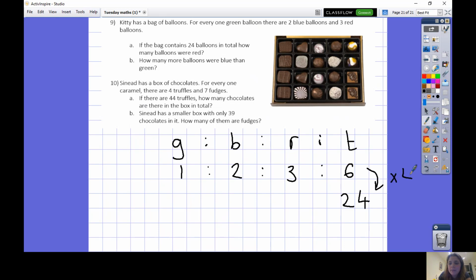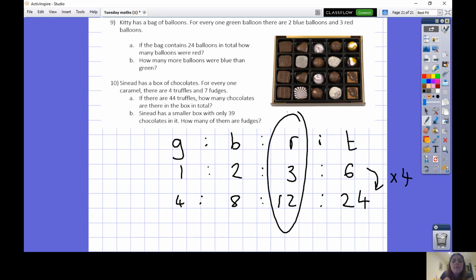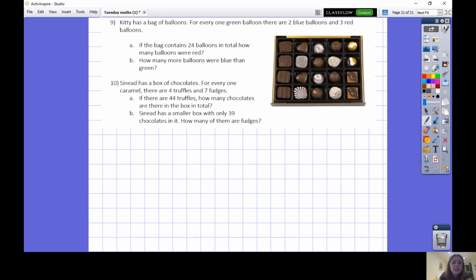Now here I'm timesing everything by 4. So that would be 12, that would be 8, and that would be 4. How many of them are red? 12 are red. How many more balloons were blue than green? 8 take away 4 is equal to 4. 4 more. Well done.